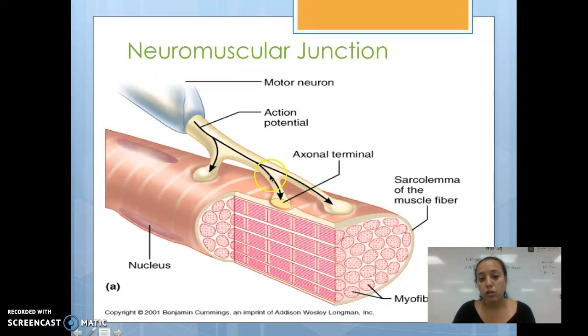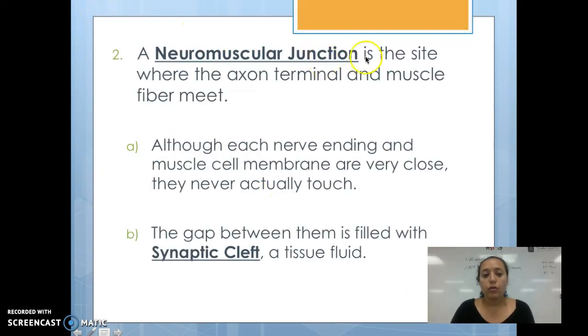When it gets to your axon terminals, now that energy has got to go from one cell to the other. It's got to go from your neuron into the muscle fiber, and that's what we'll get into next. How does that happen? The neuromuscular junction is the site where the axon terminal and muscle fiber meet. Although each nerve ending and muscle cell membrane are very close, they actually don't touch. There's a space in between called your synaptic cleft. This is a tissue fluid, and it actually helps the ions move even faster.